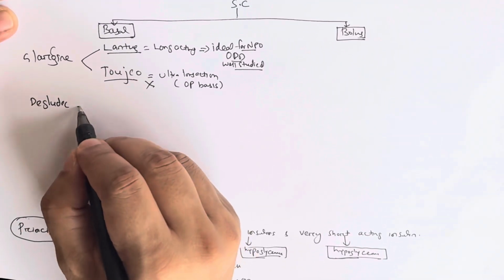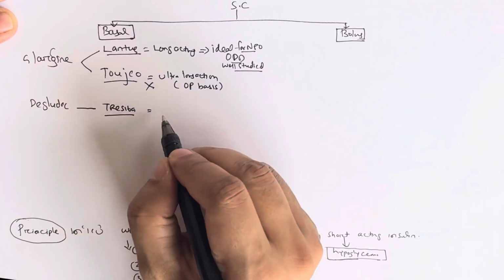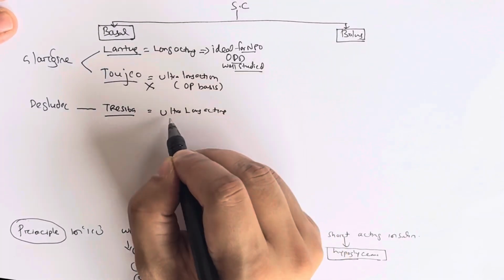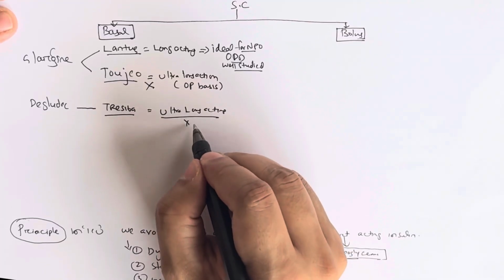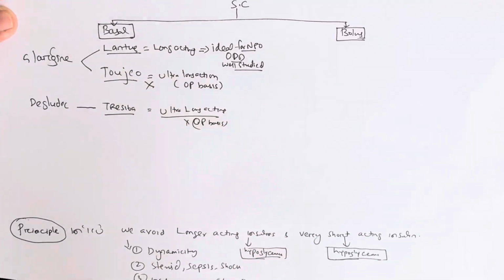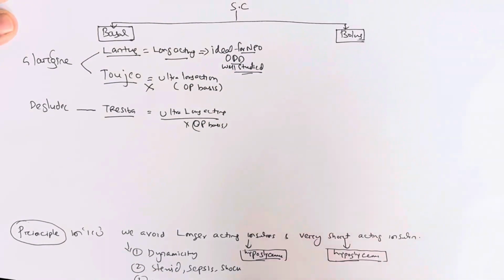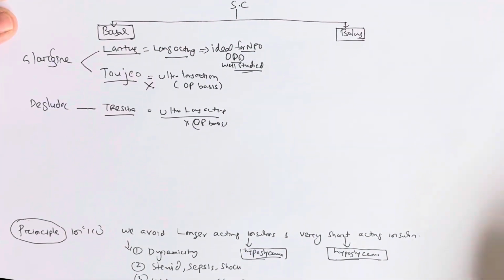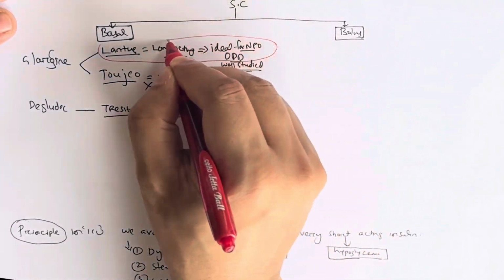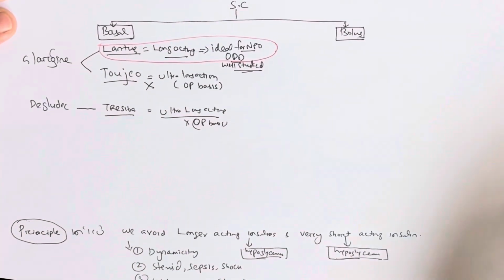And there is another, Degludec. It came under the name Tresiba. It is also ultra long acting. I do not prefer this in ICU. This is OP basis again. So in the ICU, I prefer Lantus. That's long acting and well studied, ideal for NPO and once daily dosing. So if you have to choose one insulin in the ICU, it is Lantus insulin for basal. This is what I do in the ICU, right?